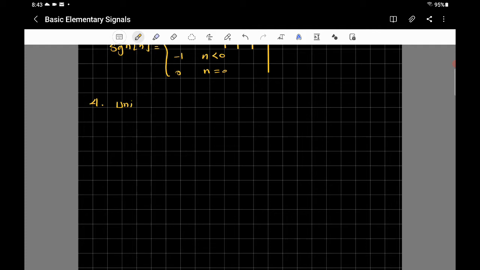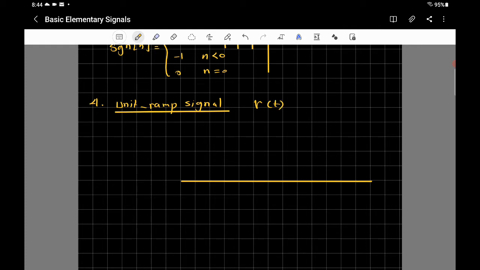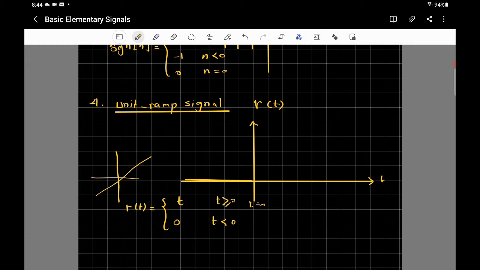Unit ramp signal. And it's written like that, R of t. That's the time axis. That's the vertical axis at t equals 0. It is defined as R of t is equal to 0 when t is less than 0, and when t is greater than or equal to 0, it's equal to t. T is a straight line, if you think about it, of slope 1.